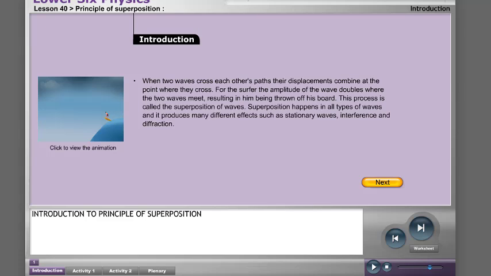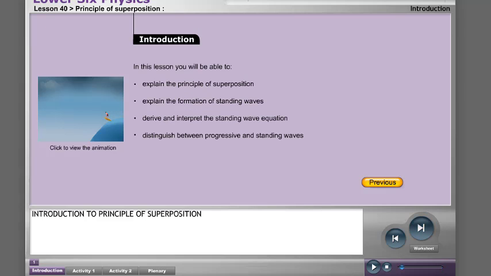Superposition happens in all types of waves, and it produces many different effects such as stationary waves, interference, and diffraction. In this lesson, you will be able to explain the principle of superposition, explain the formation of standing waves, derive and interpret the standing wave equation, and distinguish between progressive and standing waves.